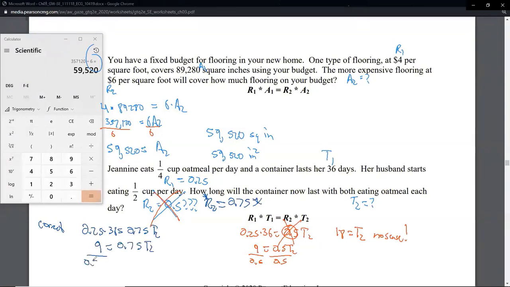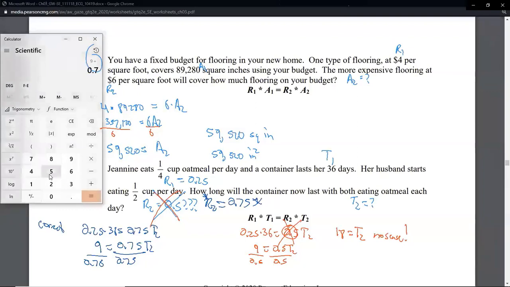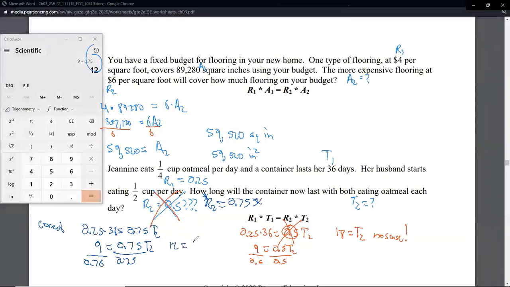Again, not going to change the color. 9 divided by 0.75 is going to be 12. So that says that 12 is equal to T2. The time was in days, so it's 12 days, and that does make sense.